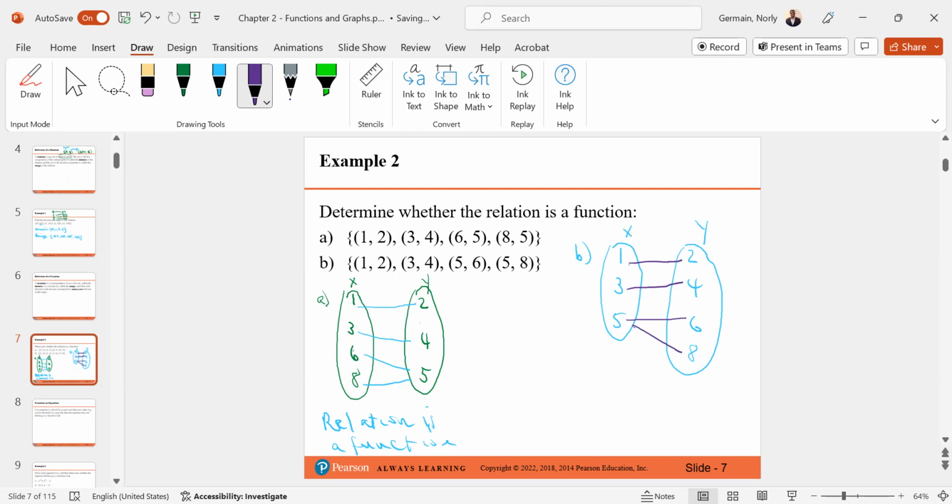Is this relation a function or not a function? You need to verify if it's a function or it's not a function. All right?